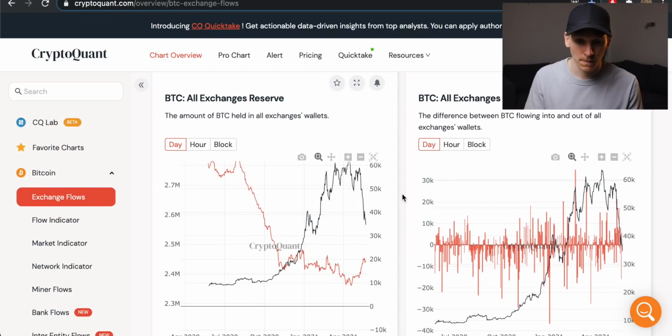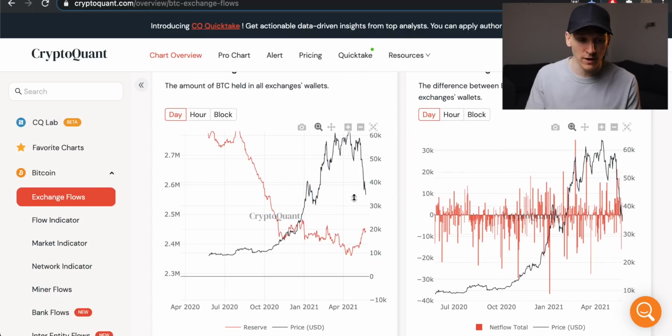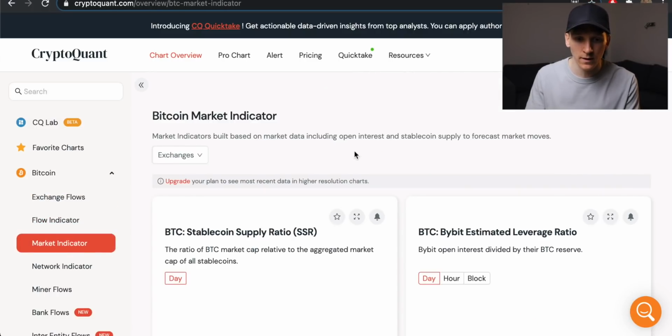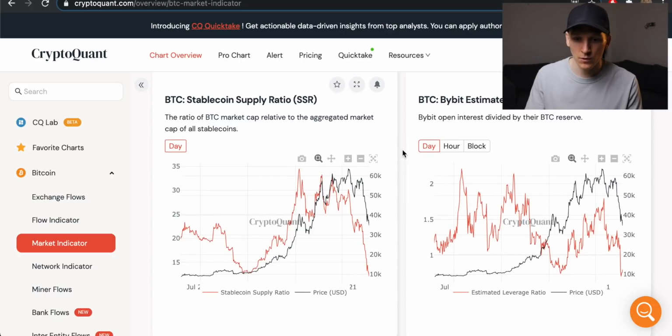The next indicator is leverage ratio. We can come to market indicators right here. Leverage is, of course, very important because leverage really suggests that traders are getting a bit euphoric. When traders take leverage, really what they're doing is borrowing money to fund large positions, and they're usually betting on price rises or possibly on price falls.